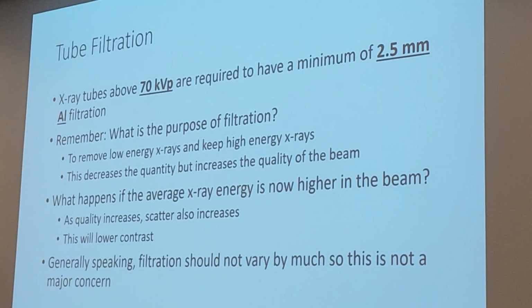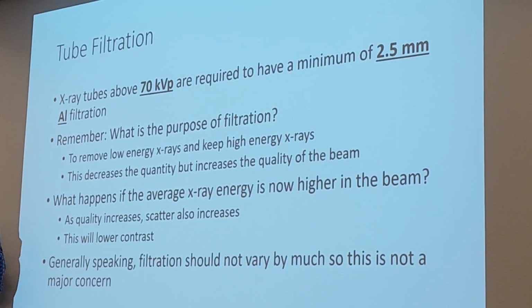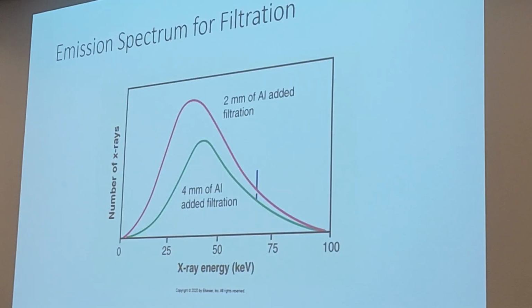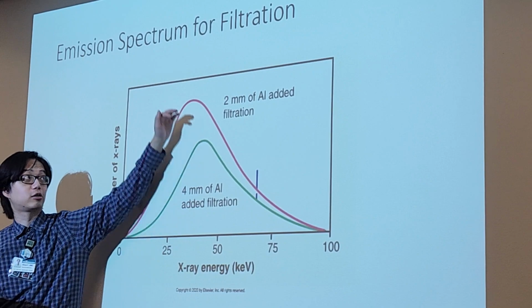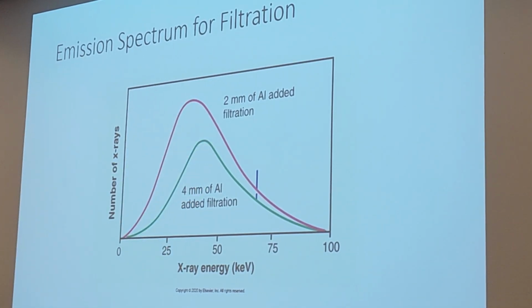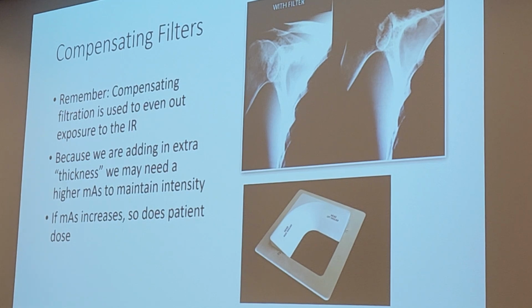That's right, there is a third type. This is tube filtration. But the third type of filtration, and once again, you can see as filtration increases, number goes down, energy goes up. The other type of filtration was compensating filtration. So this isn't here to remove low energy X-rays. That's right, this gives us a better quality image.